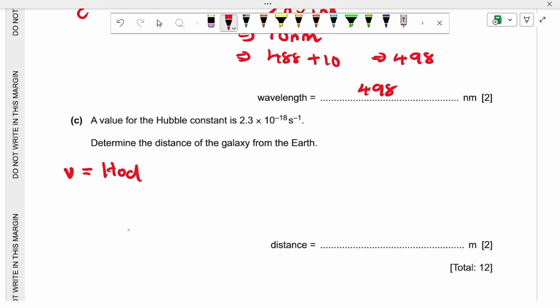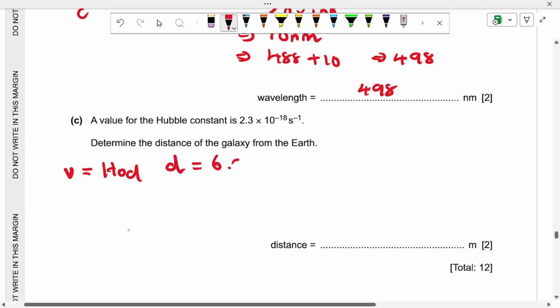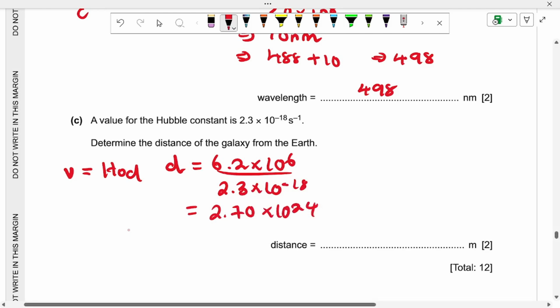But essentially that's Hubble's law. V is equal to H naught times d. So if I want to find the distance from the galaxy to the Earth, and I have Hubble's constant, it's just a matter of making d the subject of the formula: 6.2 times 10 to the power of 6 divided by 2.3 times 10 to the power of negative 18. The value of d that I get is 2.70 times 10 to the power of 24.